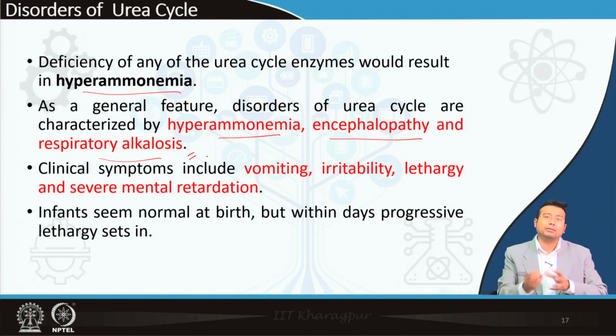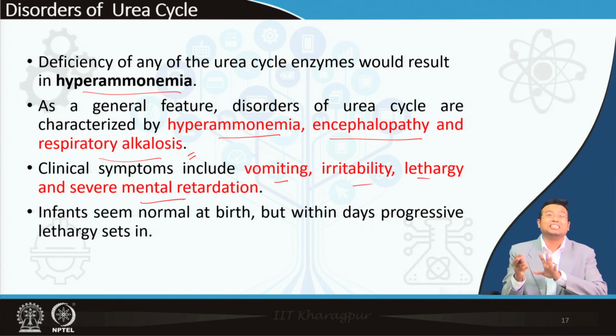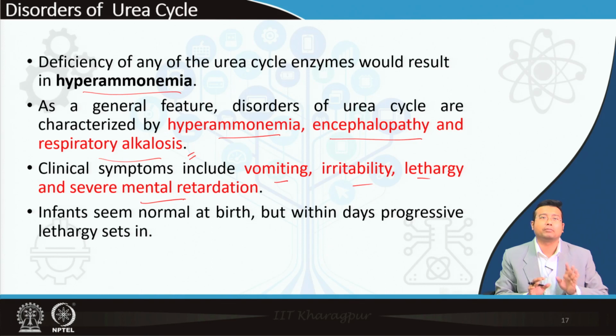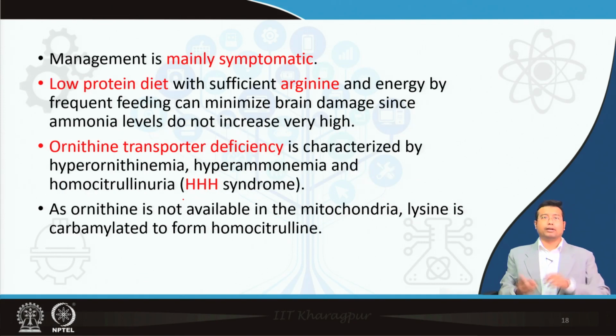All right. And ultimately, ammonia toxicity, we already know, leads to features like vomiting, irritability, lethargy and severe mental retardation. There is depletion of the TCA cycle, and there are multiple neurotransmitters that are problematic. We have already discussed the mechanisms of ammonia toxicity, and if that toxicity happens right from birth, there will be progressive and severe mental retardation. The baby may seem normal at birth, but with ongoing days they will become lethargic and activity will be very much compromised.